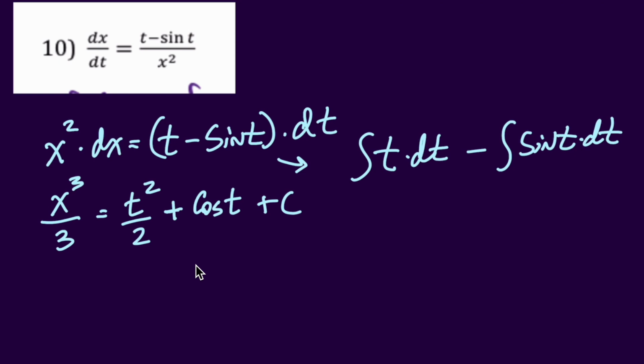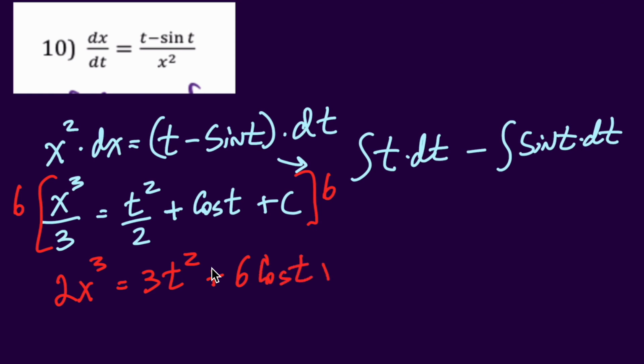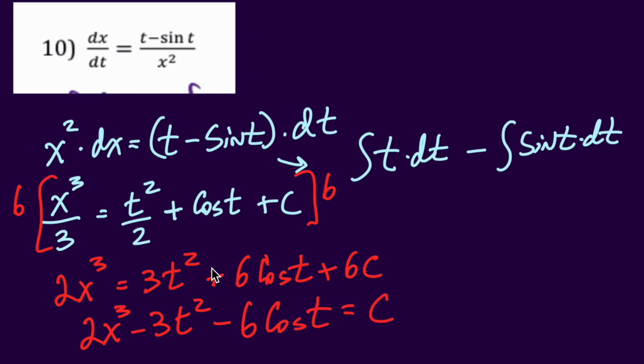So in this case, folks, as mentioned, we're not going to be solving for x. We're going to go ahead and solve for c, actually. To do that, we're going to go ahead and multiply by the least common multiple, or what I call a bomb that blows out all the fractions. So we're going to end up with 2x cubed on this side, equals 3t squared plus 6 cos t plus 6c. And we're going to bring everything to this side, and we're going to just rename 6c as just c, and that is your final solution.